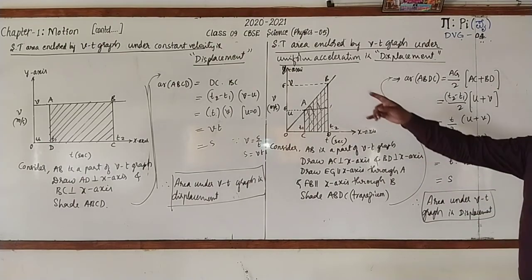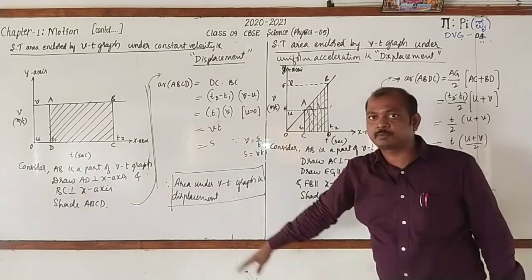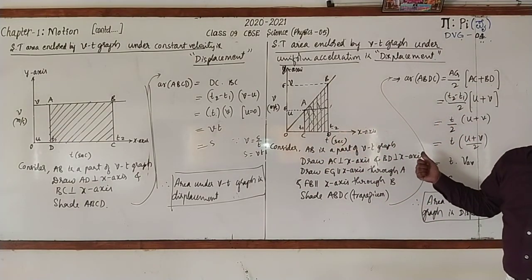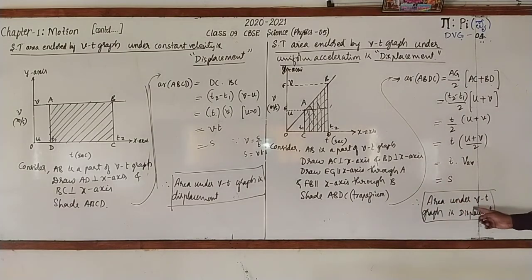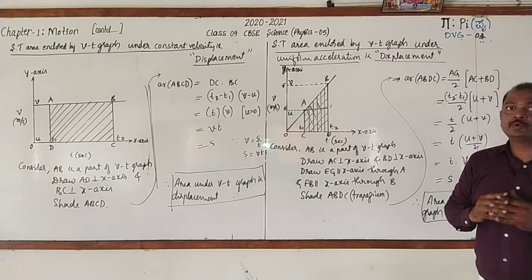Followed. So that is, area under the VT graph of constant velocity is displacement, and this is, area under the VT graph of uniform acceleration is displacement. Both are important. Please do practice.